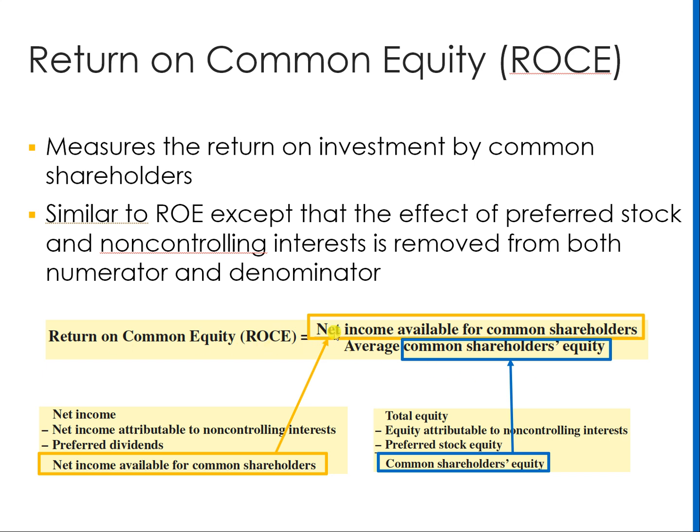So ROCE is net income available for common shareholders divided by average common shareholders' equity. How do we get net income available for common shareholders? That's net income less any net income attributable to non-controlling interests, less preferred dividends. To get the common shareholders' equity, that's total equity less equity of non-controlling interest, less any preferred stock equity. What's left is common shareholders' equity.